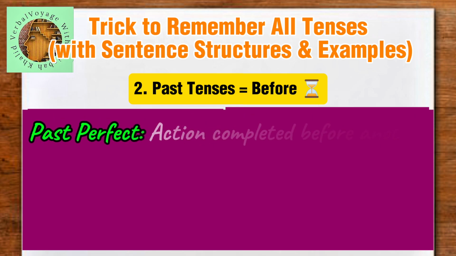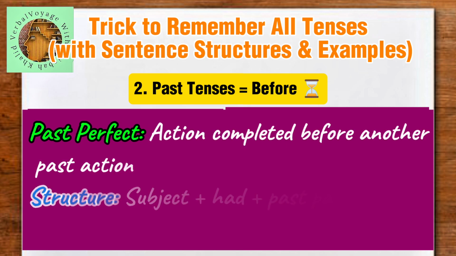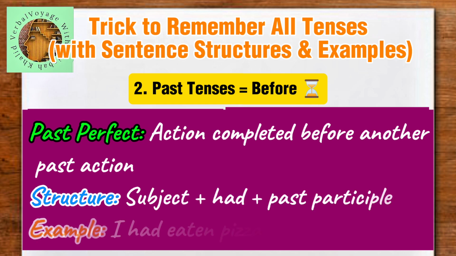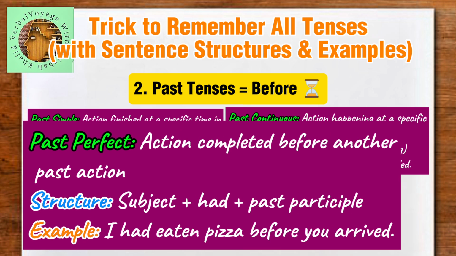Past perfect, action completed before another past action. Structure of past perfect is subject plus had plus past participle. For example, I had eaten pizza before you arrived.